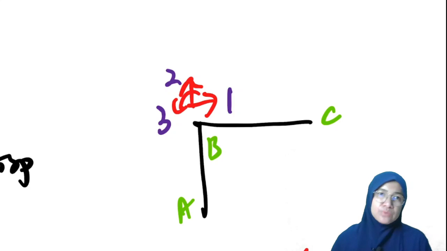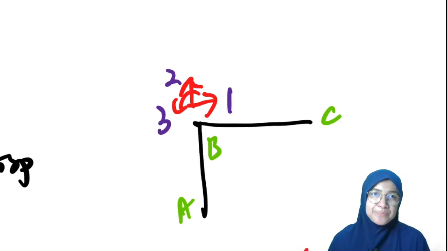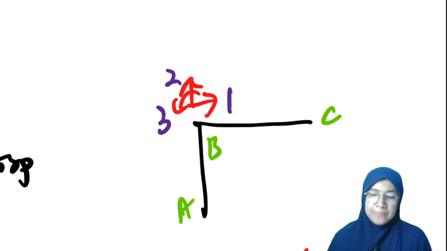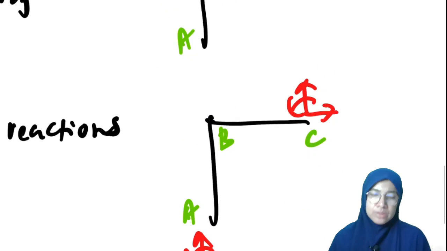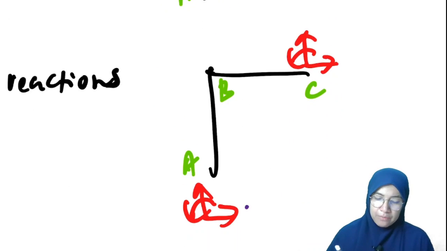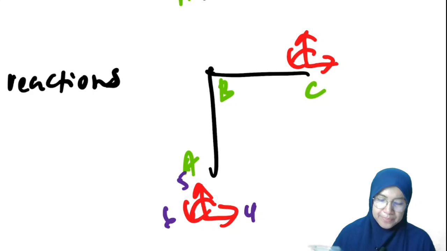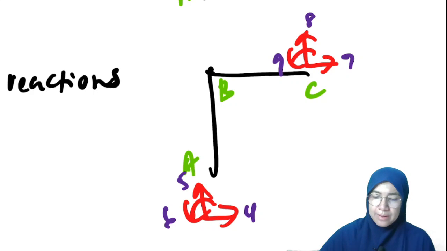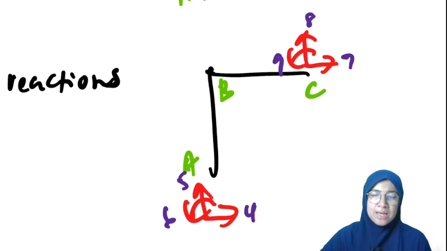B is unconstrained because there is no support at B. Then we continue labeling 4, 5, 6 for X, Y, Z at A, and continue with 7, 8, 9 at position C. A and C are the fixed supports.